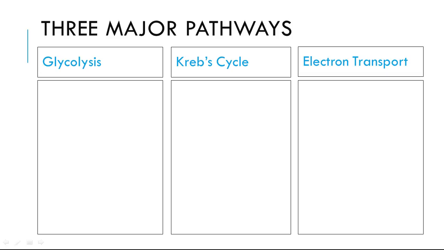So we talked about the location, the starting molecule, and the final product. Now we're adding how many net ATP? How much ATP is made? And then mark how many NADH are made. Now mark the type of phosphorylation. The final note you can add is whether it's aerobic or anaerobic.